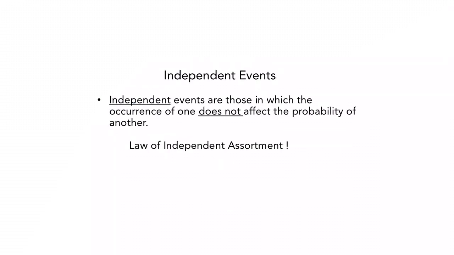Now, independent events are those in which the occurrence of one does not affect the probability of another. So with heads and tails, the probability of flipping a head on one flip is not going to affect the probability of flipping a tail. Every time you flip it, you're going to get either heads or tails. This also applies to our rules about gamete formation and the law of independent assortment. That's one of the links between probability and genetics.